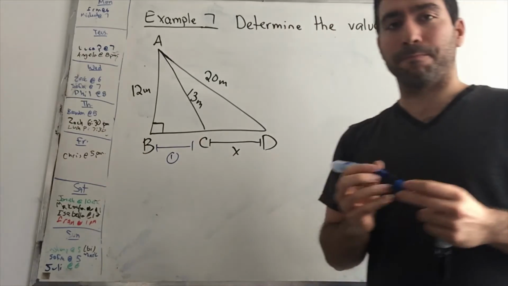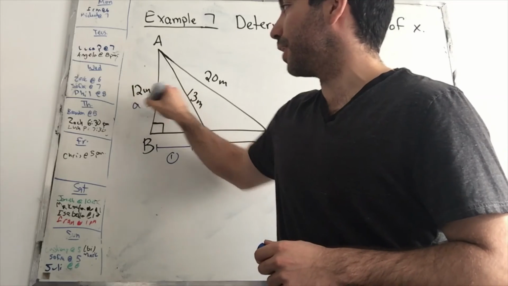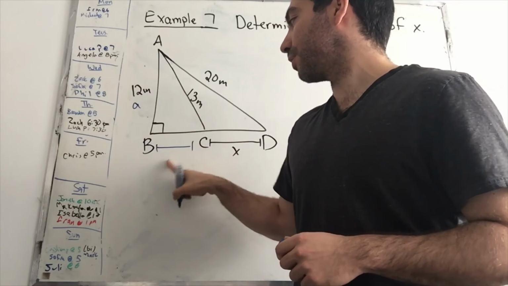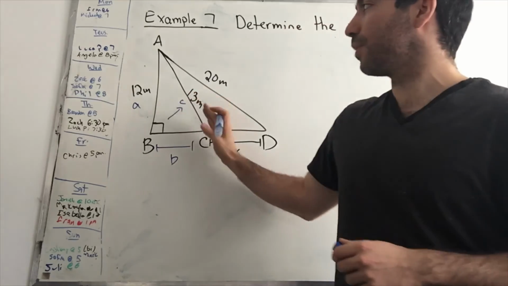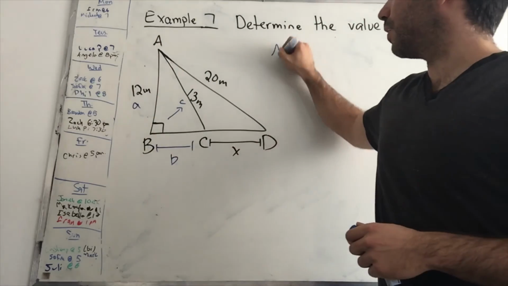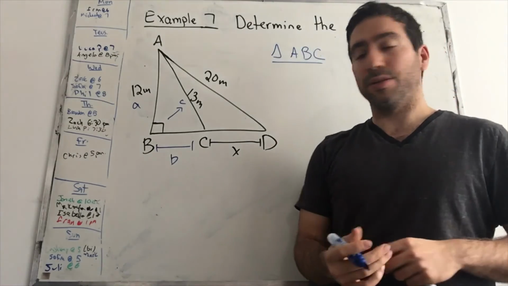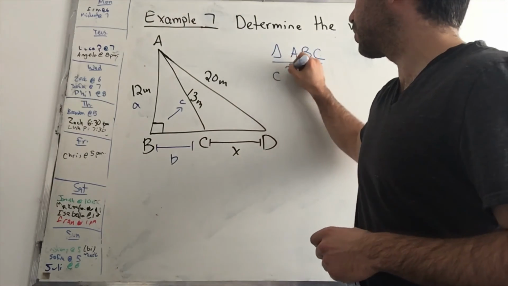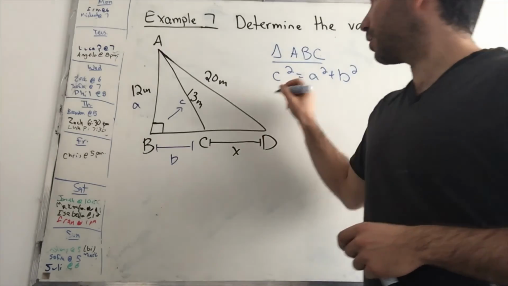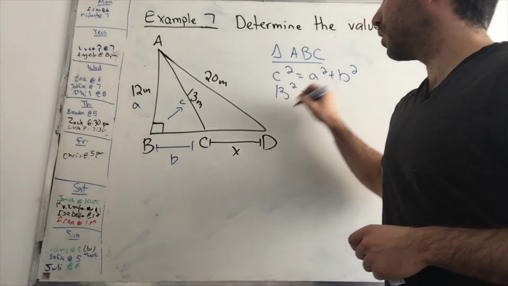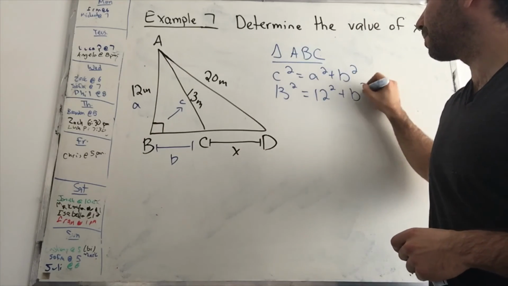This is step 1. Okay, so if we look at this triangle here, this would be your A. You're looking for, let's call this B. And our C in this case would be 13. So we're focusing on the triangle ABC, the small one. It's a 90-degree triangle, so we can use Pythagorean theorem. So C squared equals A squared plus B squared. Our C is 13. Our A is 12. And we're looking for B.